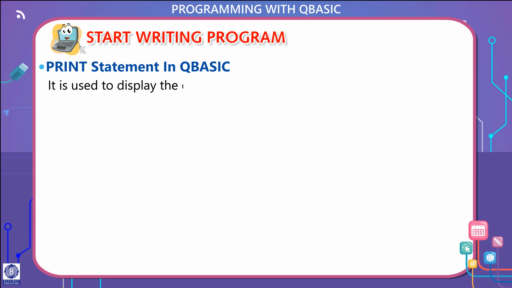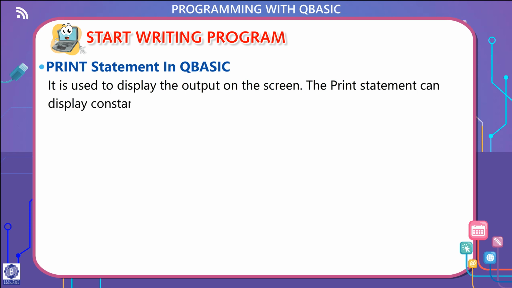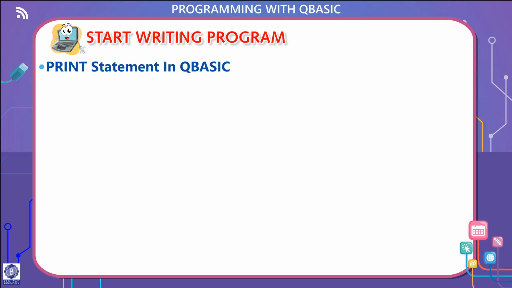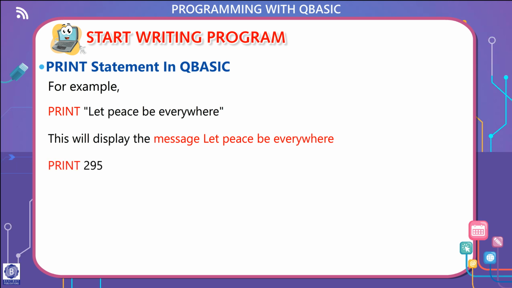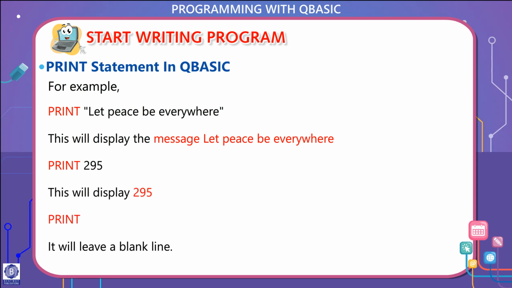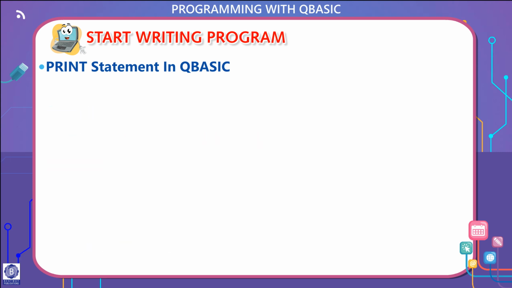PRINT statement in QBasic. It is used to display the output on the screen. The PRINT statement can display constants, variables, or expressions on the screen. For example, PRINT "Let peace be everywhere". This will display the message Let peace be everywhere. PRINT 295. This will display 295. PRINT alone will leave a blank line.